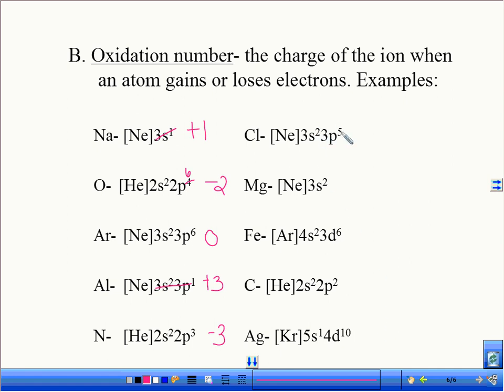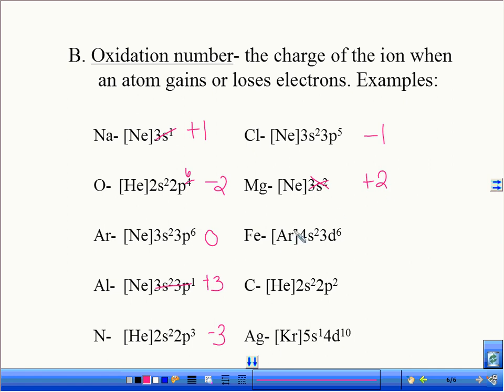Chlorine here, we're at 7. 2 plus 5 is 7. So he could lose 7 or gain 1, and when you gain, you become negative. He makes a negative 1 oxidation number. Magnesium, he's got 2. So if it wants to lose these 2, when you lose, you become positive, and it'd be a positive 2.